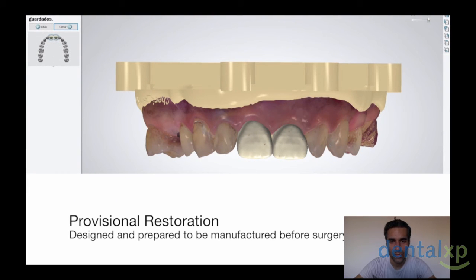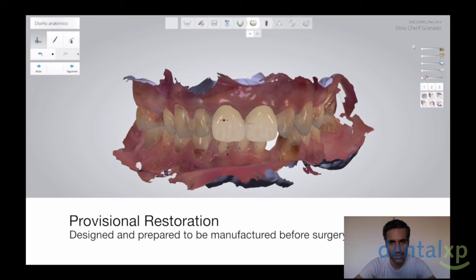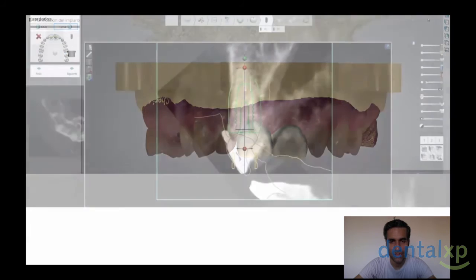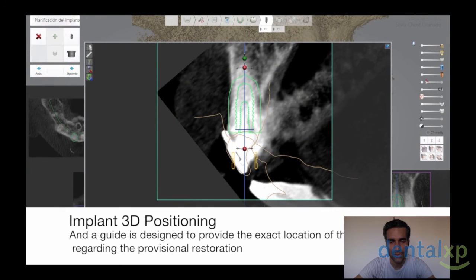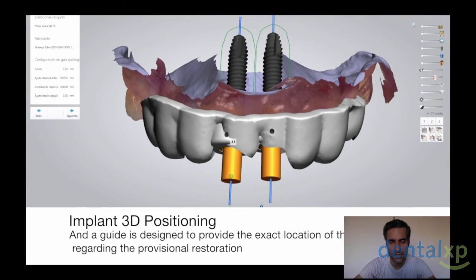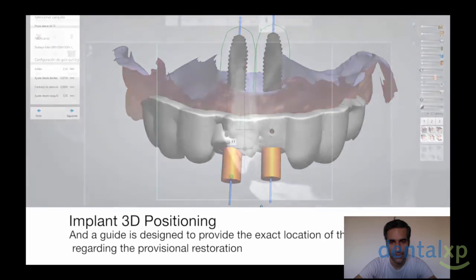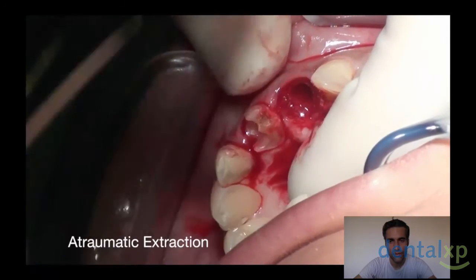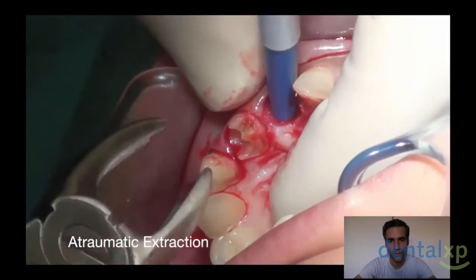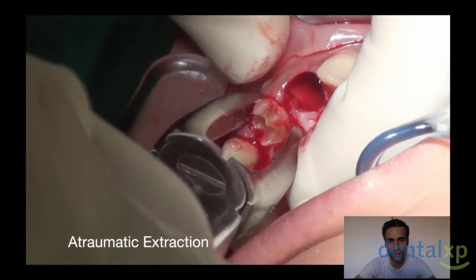This is the virtual wax up, and with the virtual wax up, we place the implants in the position that they should be. This was a type 4 socket from the classification that we saw before. It was not an easy case to place immediate implants. That's why one of them is a little bit buccal. We remove the teeth. The extraction should be as atraumatic as possible.